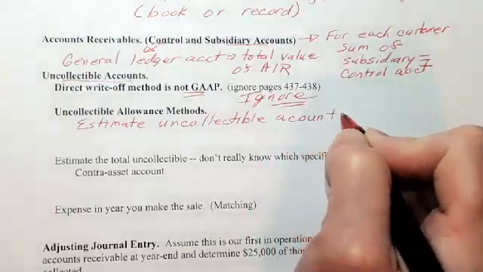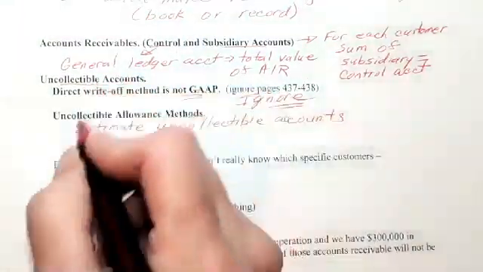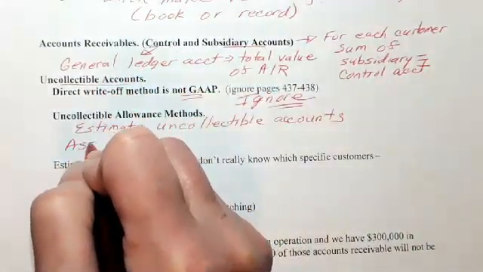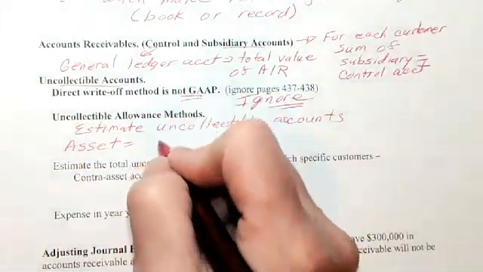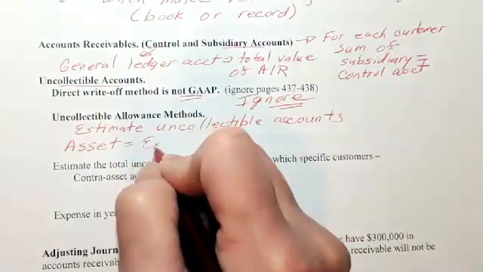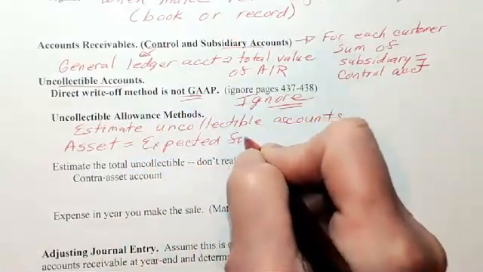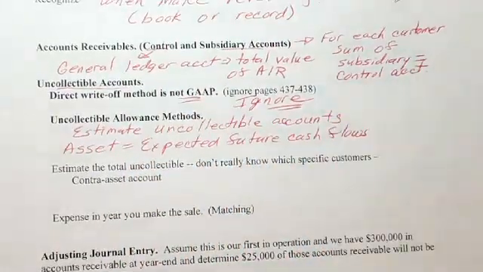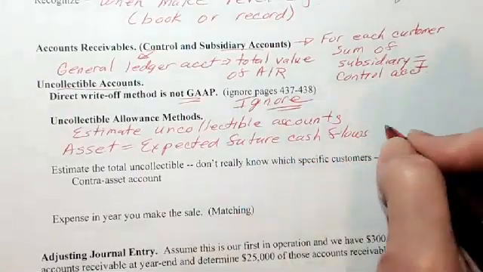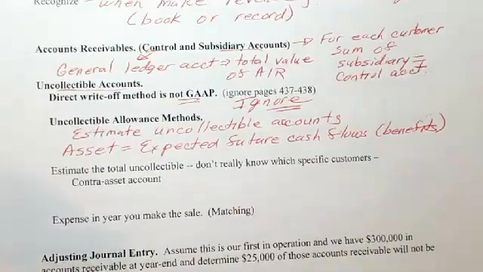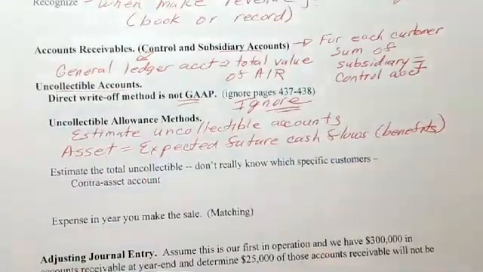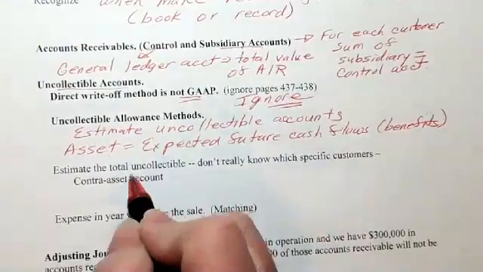We want to do that because, again, what our asset value should be is it should equal the expected future cash flows for the company. I think we might have called them benefits. We want to make sure that our accounts receivable aren't overstated. So we're going to estimate.